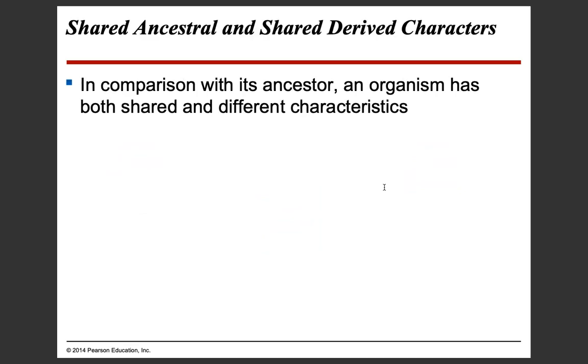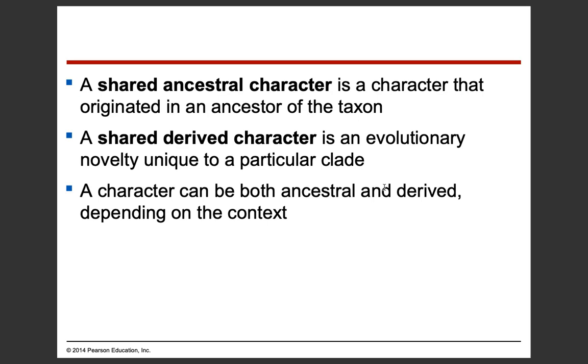Okay. Shared ancestral and shared derived characters. So in comparison to its ancestor, an organism has both shared and different characteristics. That makes sense. Characteristics that have kept the same are shared, or if they are derived, it means that they are newer. Okay, so a shared ancestral character is a character that originated in an ancestor of the taxon. So it came earlier. A shared ancestral came from the ancestor. A shared derived character is an evolutionary novelty unique to a particular clade. So this is a derived character. It's derived independently from the ancestor, okay?